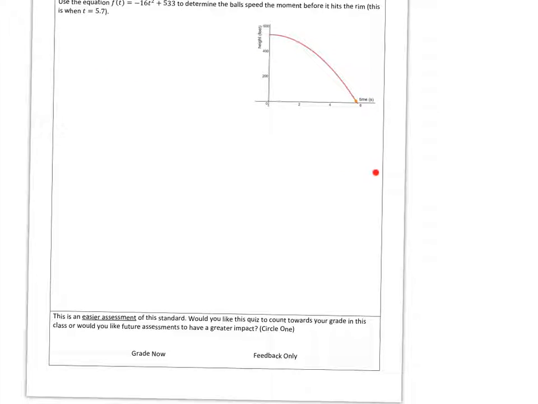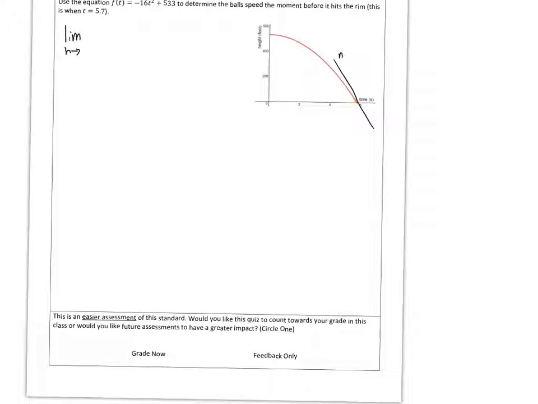By the time it reaches the ground, it is going to hit the rim of the basketball hoop, and that's modeled by this function, where t is the seconds, and f of t measures the ball height in the metric of feet. So if we're using the equation to determine the ball's speed the moment before it hits the rim, we're really doing a derivative. We're using a derivative to calculate the instant speed at that point.